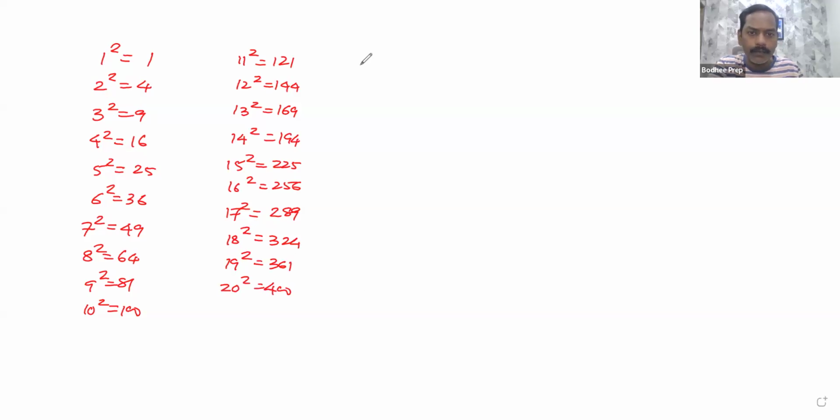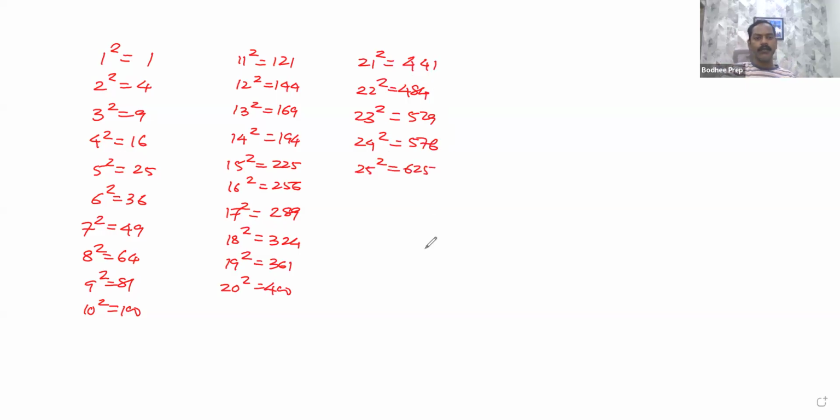Right? Then 21 square would be 441. 22 square would be 484. 23 square would be 529. 24 square would be 576, right? And 25 square is 625. So these are the squares which you have to remember.